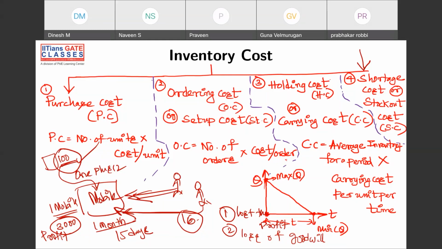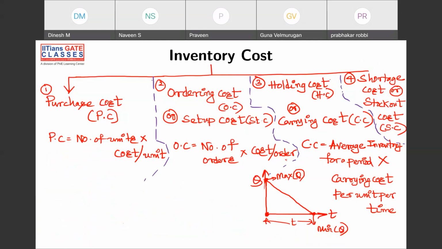Okay, so that's why shortage or stock out also will incur some cost. Are you getting all the costs? Did you get all the costs? Important points here. Very good. Now what we have to do? We have to add all of this: 1 plus 2 plus 3 plus 4. That is your total cost.